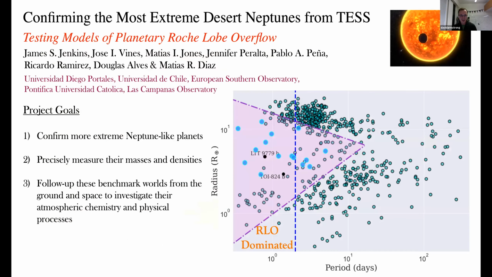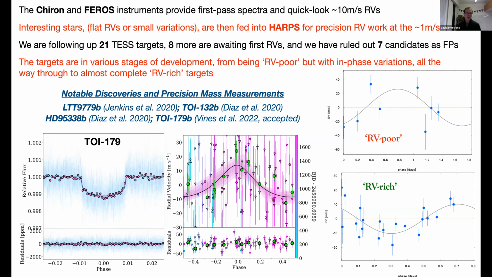That is backed up by the Jenkins program, which I'm now going to cover, and thanks to James Jenkins for sending a couple of slides on this. He has a very similar goal to confirm more extreme Neptune-like planets in and near the desert, and has been running for several semesters already. They were the ones who discovered this LTT 9779 planet, and the aim is to precisely measure masses and densities, follow up the benchmark worlds, and generally do a complete program of characterization. Some particular highlights from theirs, which includes the Chiron and Pharos instruments as well, are this LTT 9779 planet, TOI 132, TOI 179, and some others.